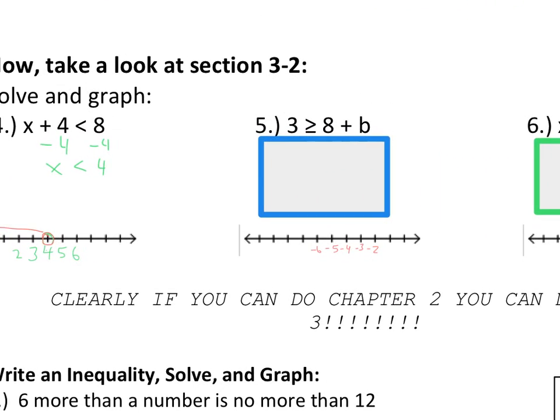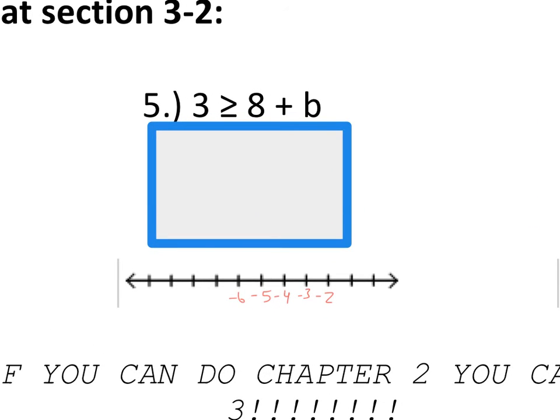Next one. This is saying 3 is greater than or equal to 8 plus b. So in other words, if I add 8 to this number b, it's got to be less than 3 in order to make it true, less than or equal to. So solving this, solve it the same way you solve equations.